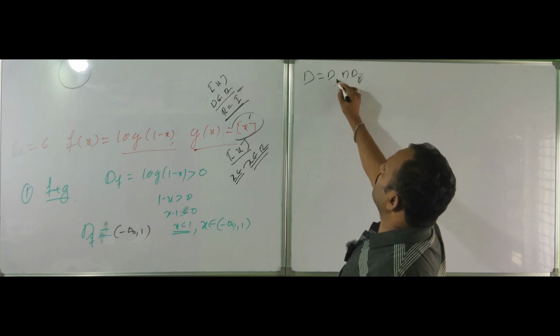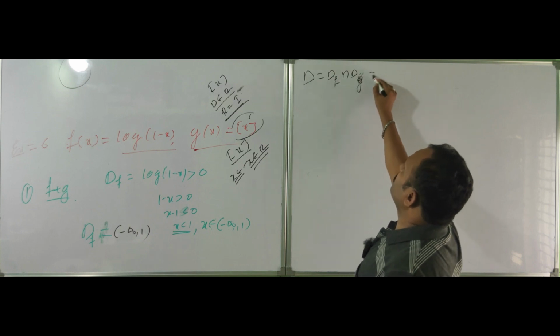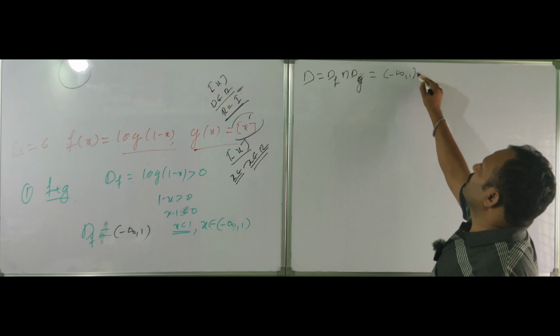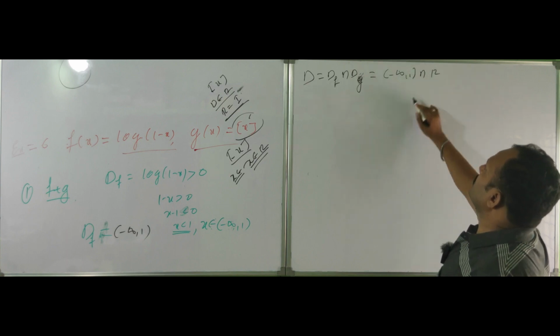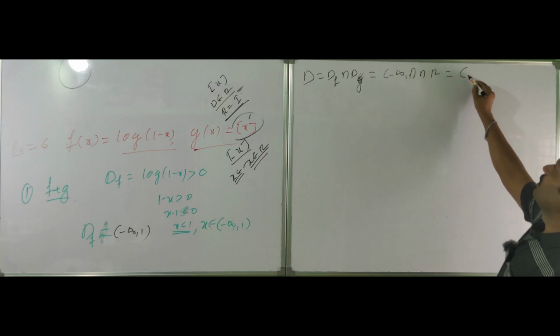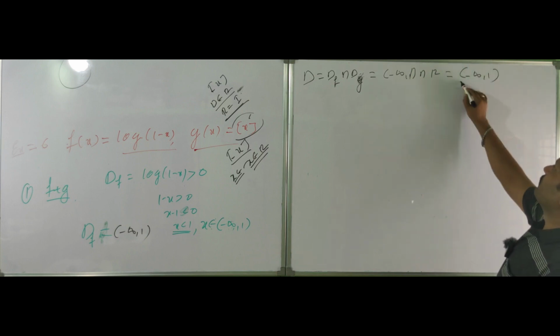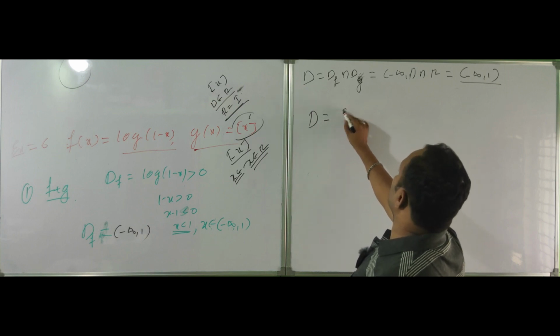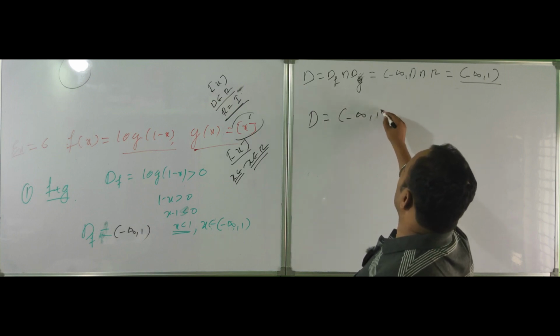This is F. This is G. The first one is minus infinity to 1, in intersection with R, and this becomes only minus infinity to 1. Therefore, the domain of the two functions is minus infinity to 1.